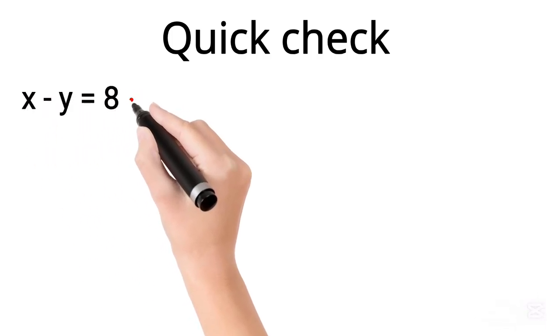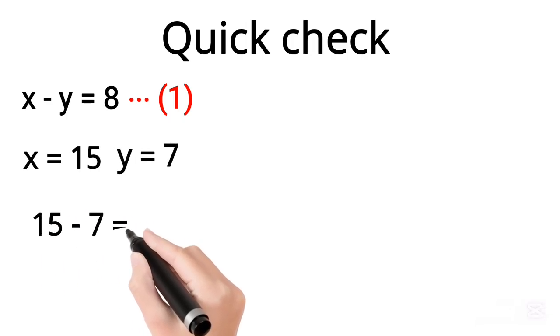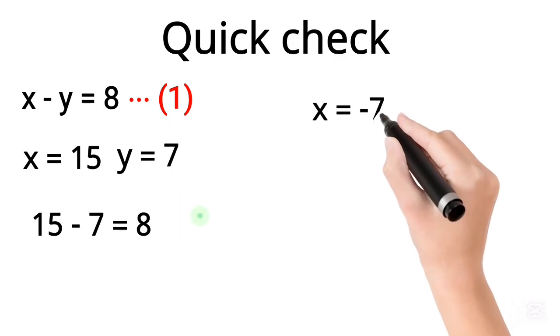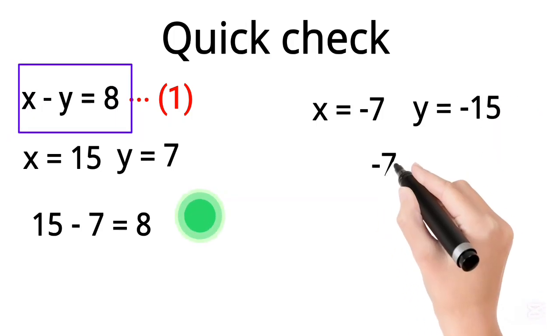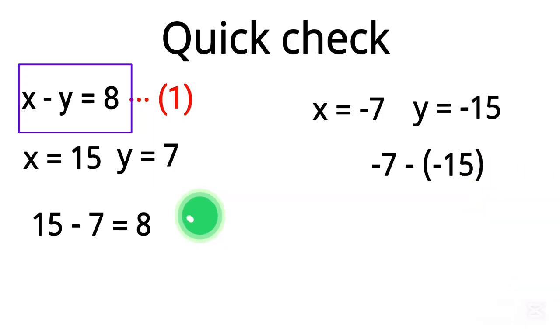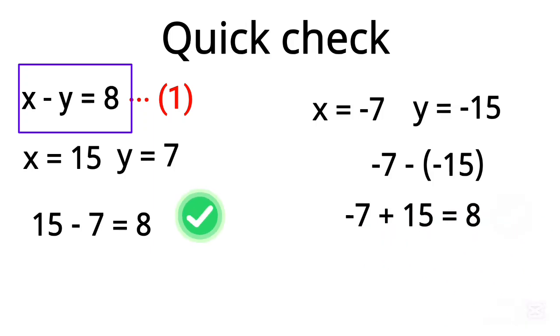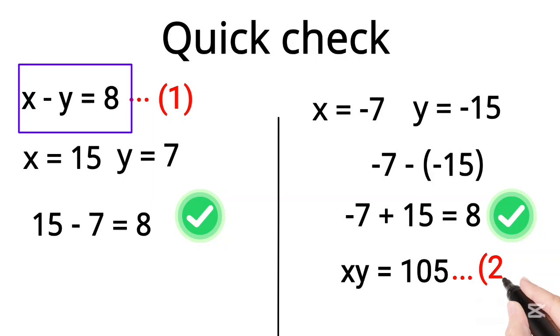x minus y equals 8. First answer, x equals 15, y equals 7. Substitute into equation 1. 15 minus 7 equals 8. Correct. Second answer, x equals minus 7, y equals minus 15. Substitute into equation 1. Negative 7 minus negative 15. Remember, negative times negative becomes positive. So this becomes minus 7 plus 15 equals 8. Both answers satisfy equation 1. And if we put these values into equation 2, they also give us 105. That means our solutions are correct.